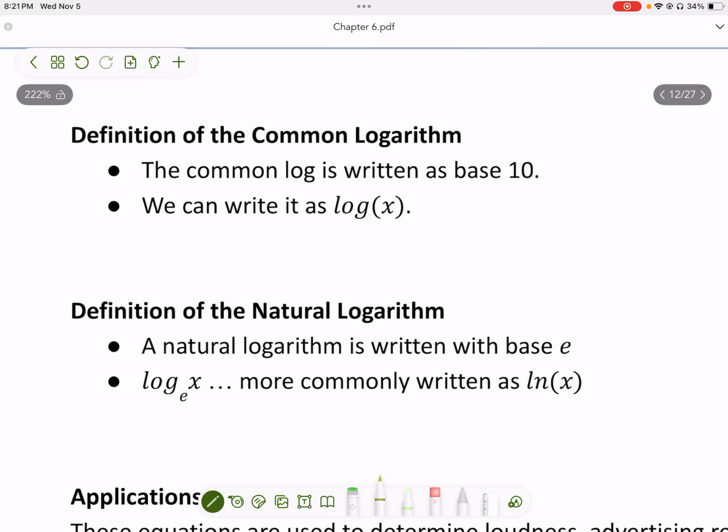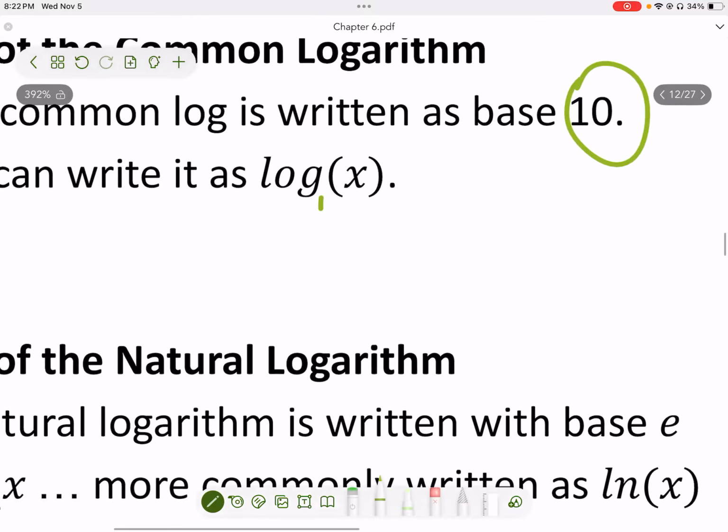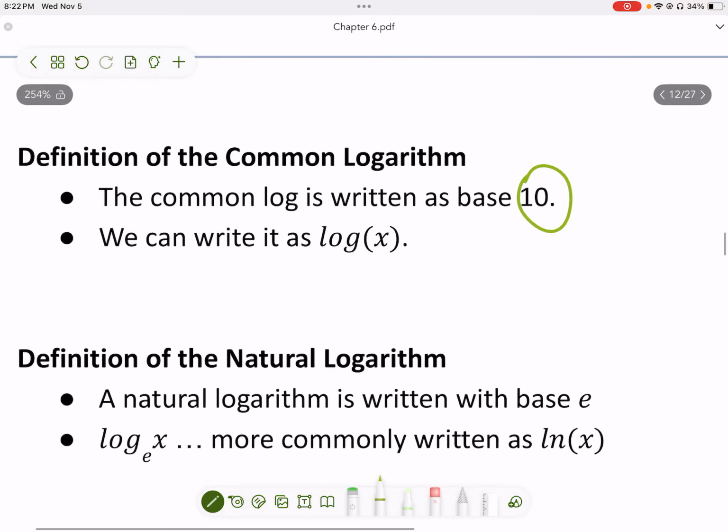Now, there's two kinds of logs. There's the common log that is written as log. There's also a natural logarithm, which is the inverse of e, which we talked about in exponentials. Most commonly used in a calculator, and the standard is log base 10. If it is base 10, you will not see the 10 right there. It is assumed to be a 10 unless you write otherwise. If it is not a 10, you need to write the number, right? Otherwise, you don't have to.